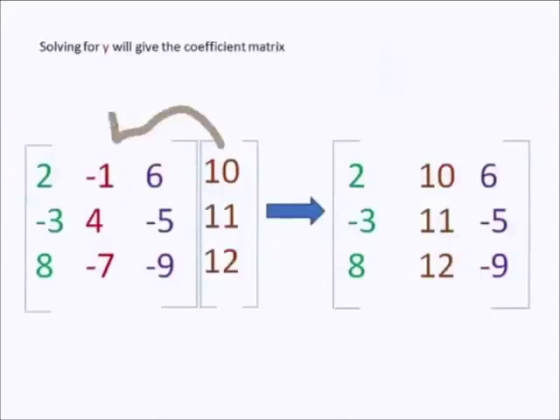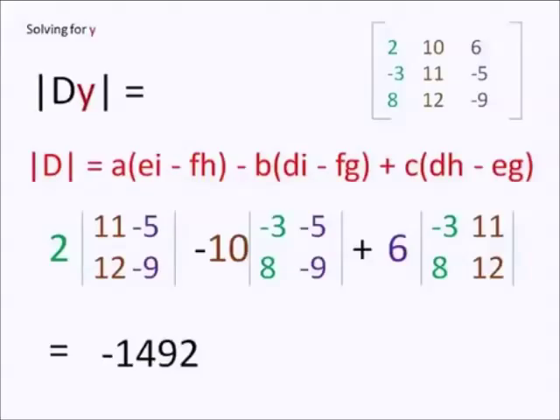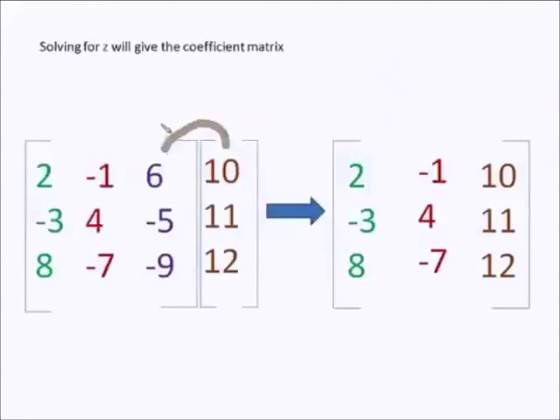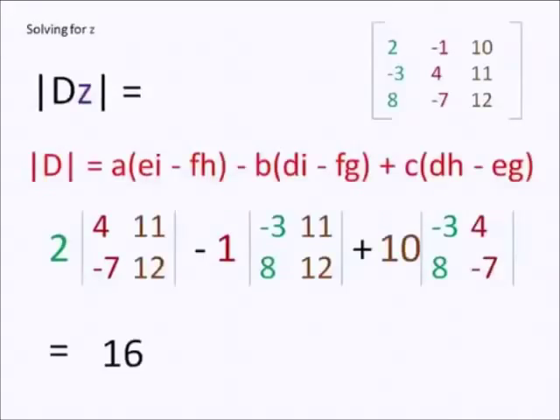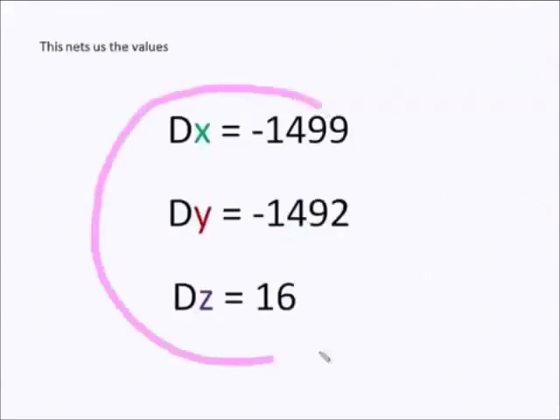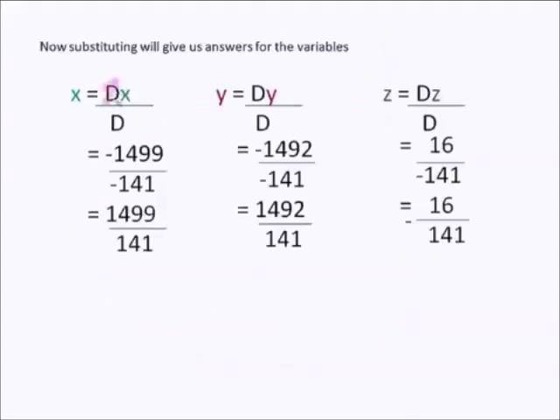Simply repeat the same process for y and get the determinant. Similarly, do the same thing for z. So what do we do with the determinants we found? Well, we simply take the determinant we found over the original determinant and we can find the variable.